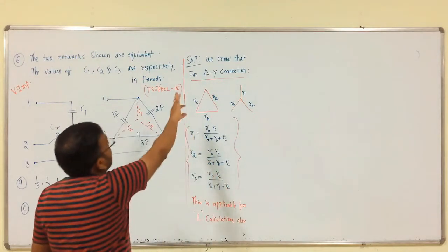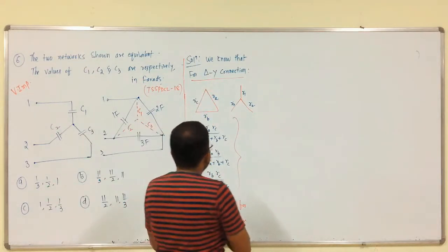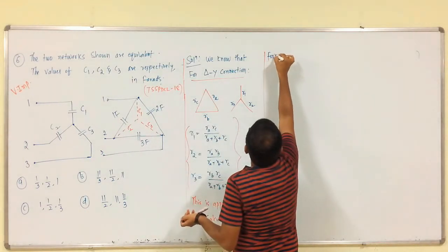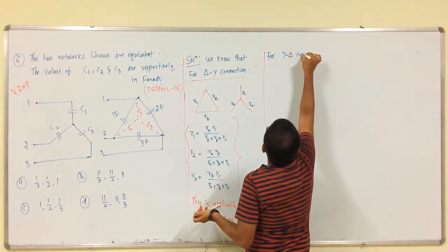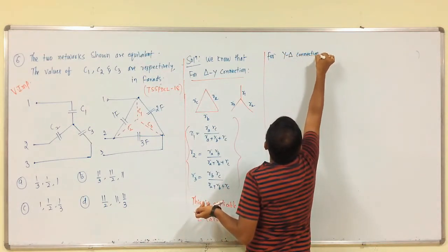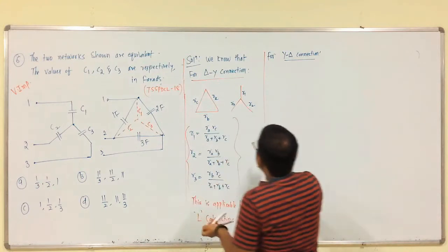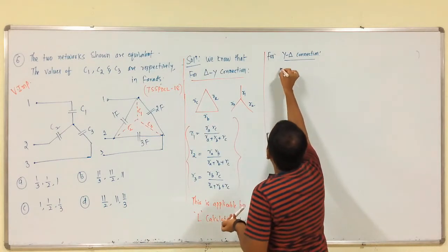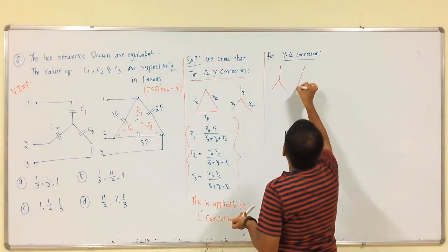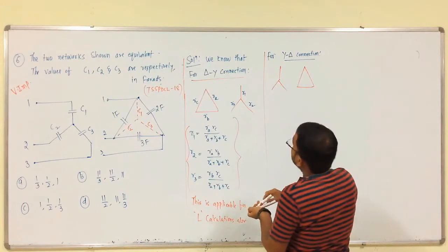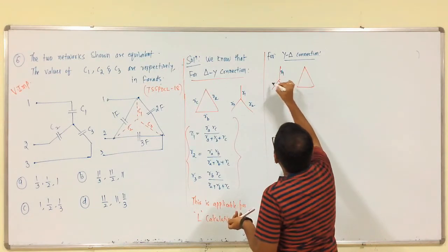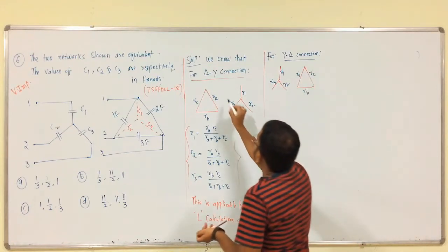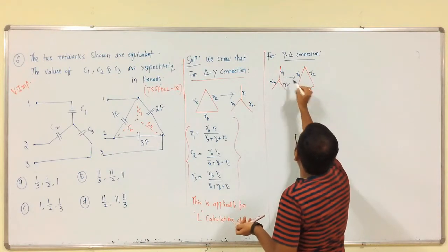So, it is from delta to star like this. Like that, for star to delta connection, to get RA, RB, RC, the star connection is given, we have to get delta. So, this is R1, R2, this is R3, this is RA, RB, RC. From here delta to star, here from star to delta.